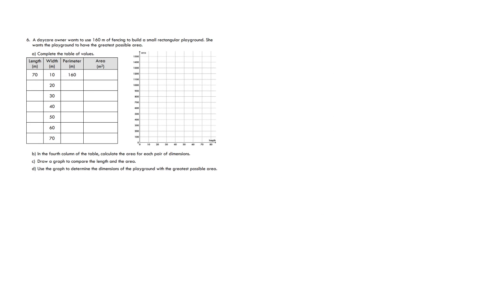What that means is you have a rectangle that looks like this. For the first one, you have a length of 70 and a width of 10, L and W, right? And you notice that if you have 70 plus 10, and 70 plus 10, you're going to get 160. That's what our perimeter is.